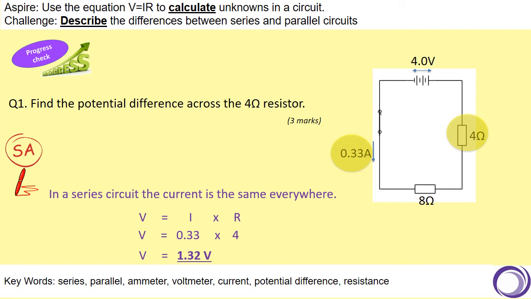There's 3 marks for that. 1 mark will be for V for the unit. Give yourself 3 if you've got that right.